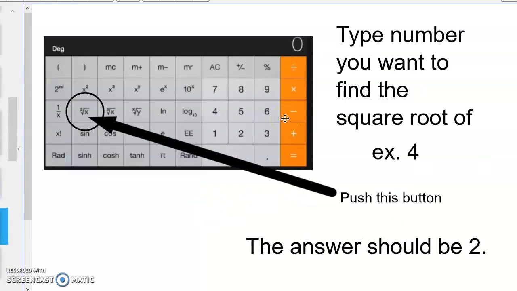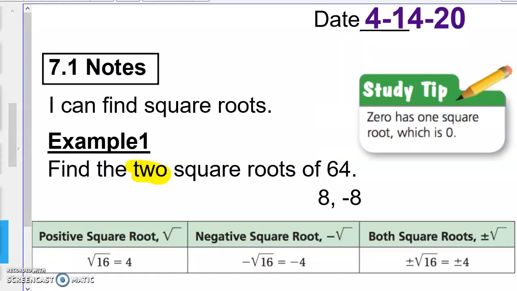All right, if you're using a scientific calculator, then this is the key that you want to have. But this one's a little bit different. First, you have to type the number you want the square root of, for example, 4. Then you push this button here, and the answer should be given to you as 2. So whichever calculator you use, you should be able to find the square root. It just takes a little practice of trying it out and finding the correct square root.